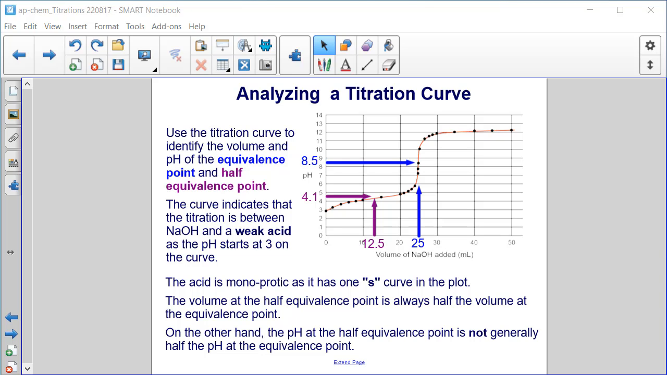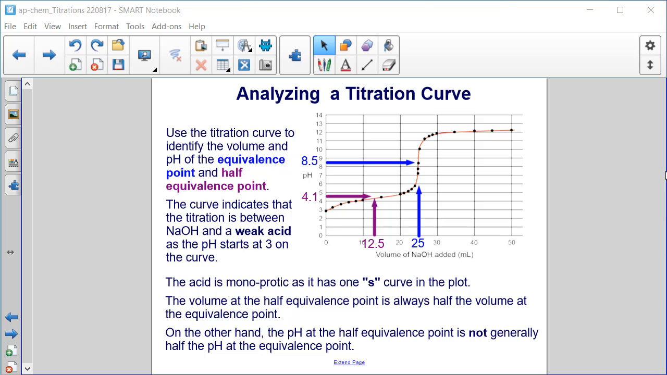Analyzing a titration curve. Use the titration curve to identify the volume and pH of the equivalence point and half equivalence point. The curve indicates that the titration occurring is between NaOH, a strong base, and a weak acid, as the pH starts at 3 on the curve. The acid is monoprotic as it has one S curve in the plot. In other words, we just have the one equivalence point for the neutralization of the monoprotic acid.